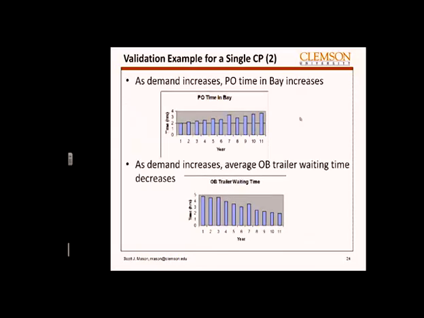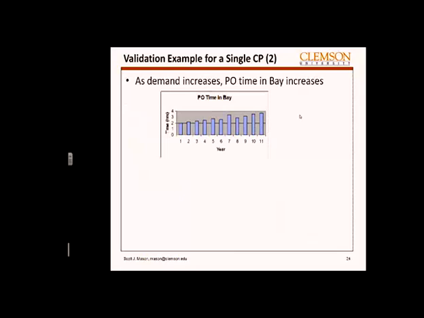We also have the idea that as the demand increased, the time that a purchase order spends in the bay waiting to get on an outbound truck increases slightly, which makes sense as you have more things coming in. There's less places to put them on outbound trucks as the demand rate comes in. They're going to end up spending more time in storage on the floor.